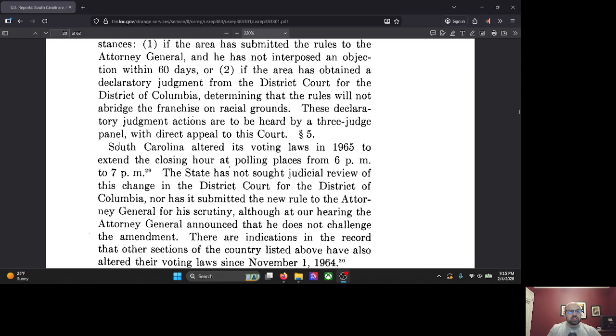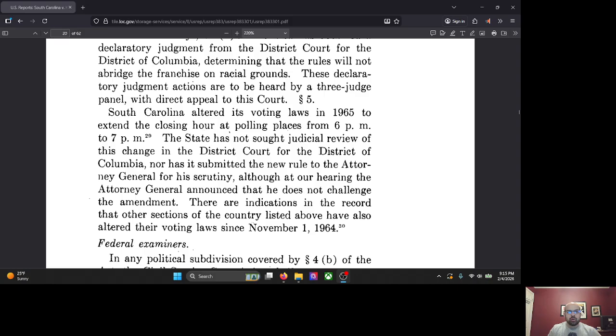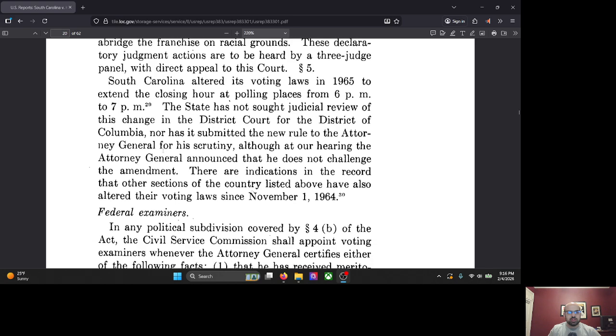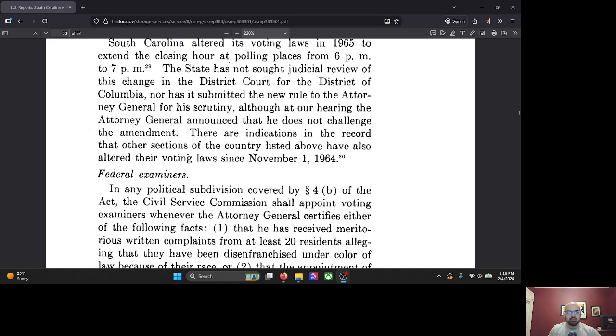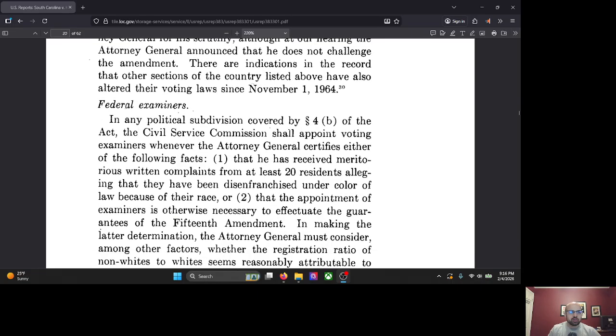Subsection 5. South Carolina altered its voting laws in 1965 to extend the closing hour at polling places from 6 p.m. to 7 p.m. The state has not sought judicial review of this change in the District Court for the District of Columbia, nor has it submitted the new rule to the Attorney General for his scrutiny, although at our hearing, the Attorney General announced that he does not challenge the amendment. There are indications in the record that other sections of the country listed above have also altered their voting laws since November 1st, 1964. Federal examiners.